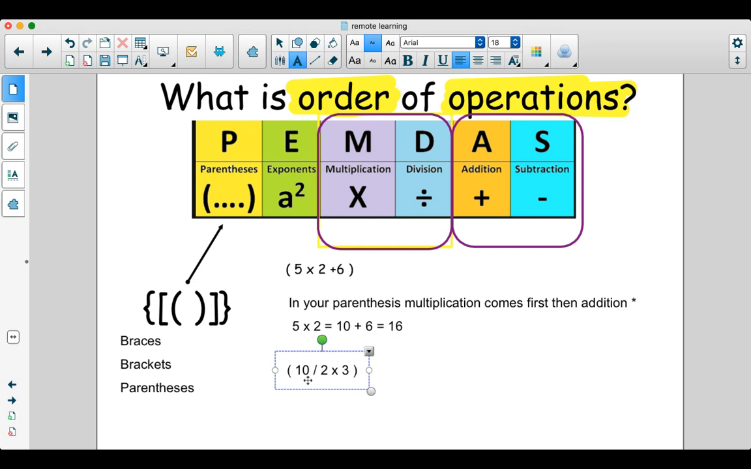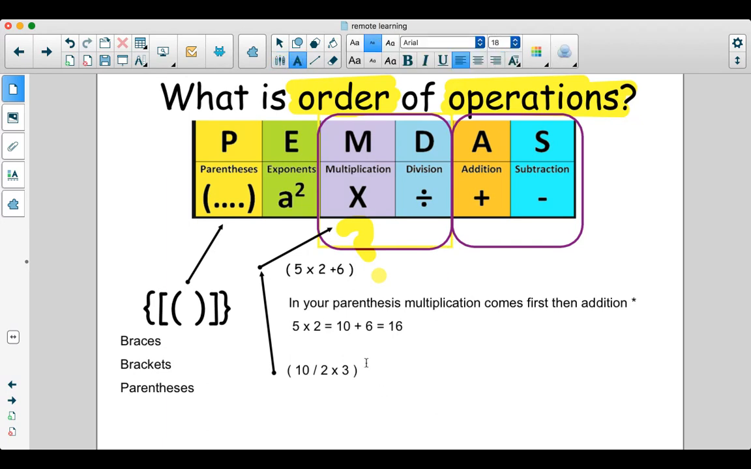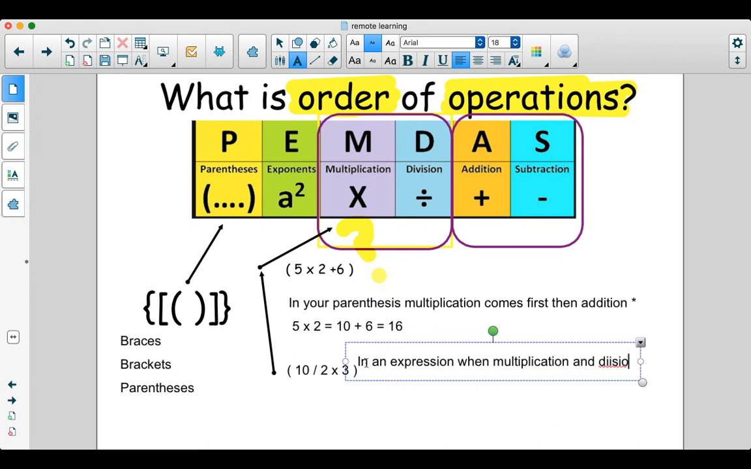All right, so 10 divided by 2 times 3. If we look here, right? Let's point my arrows to look there. What does this mean to me? Miss Camacho, what does this mean? This means when in an expression, when multiplication and division are together, you solve from left to right.